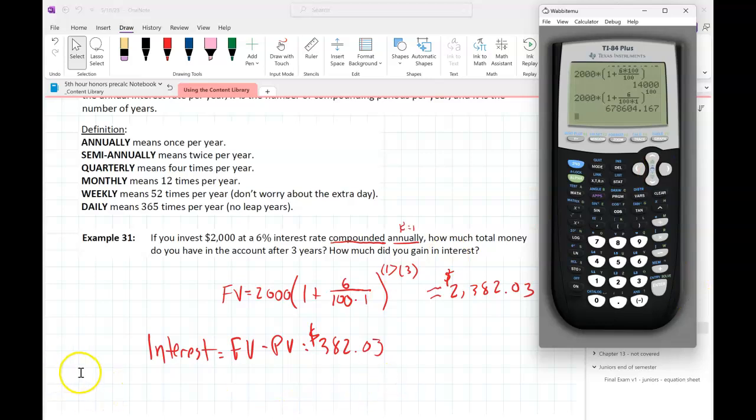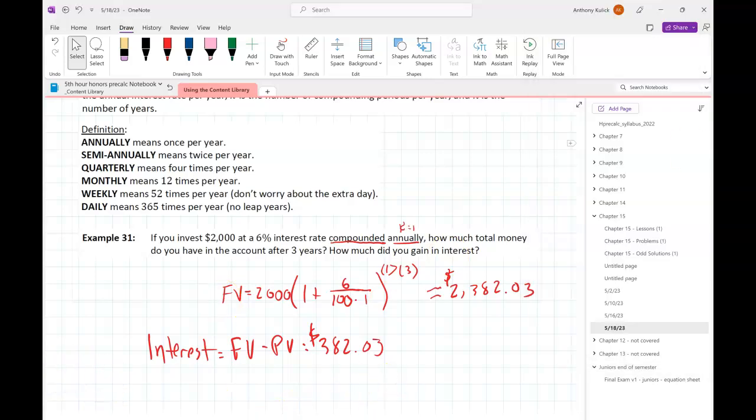So the takeaway is, over the short term, the difference between simple and compound interest, meh. Over the long term, whoa. That's the takeaway. Everybody feel okay with that?